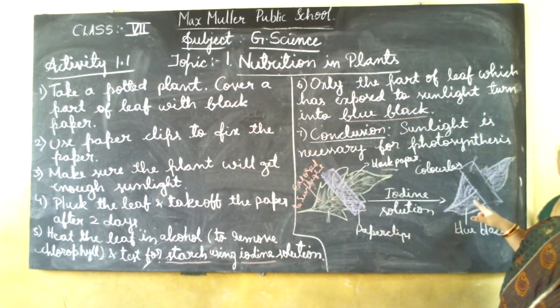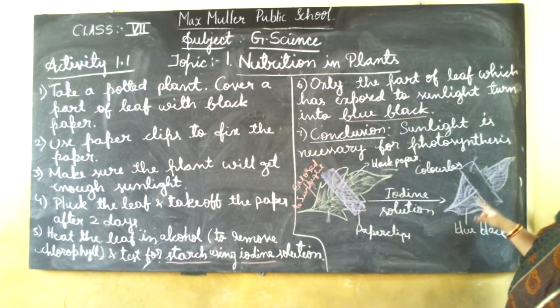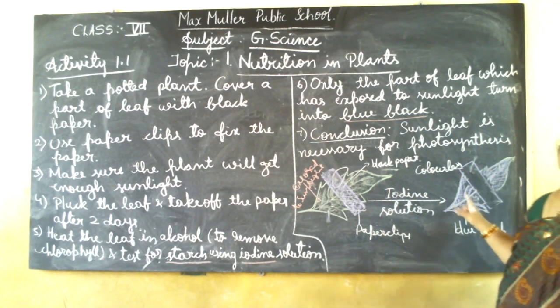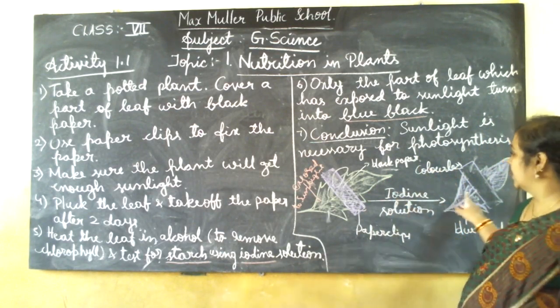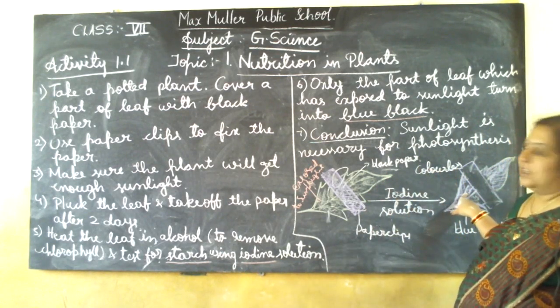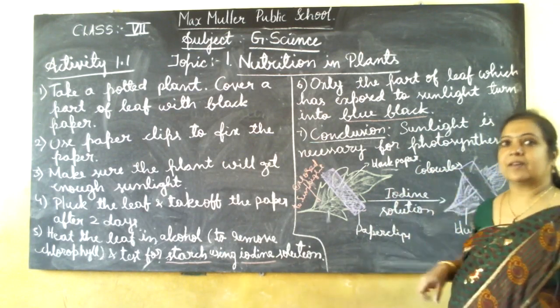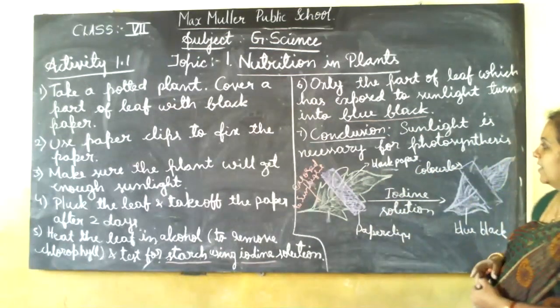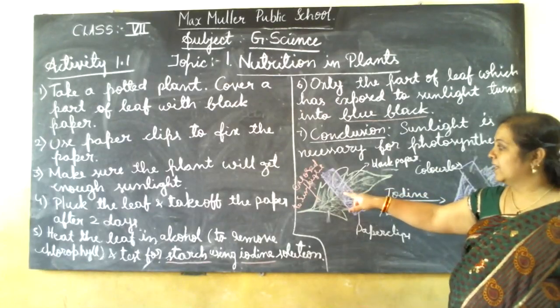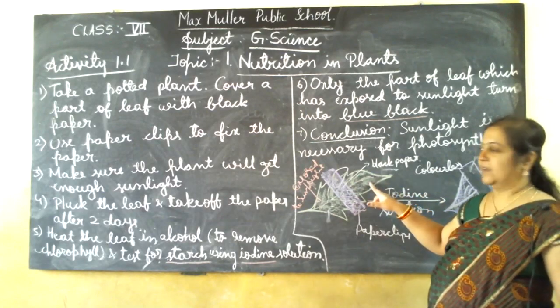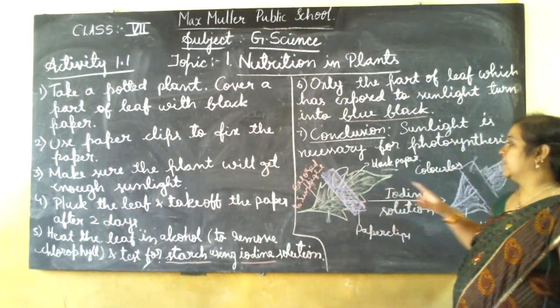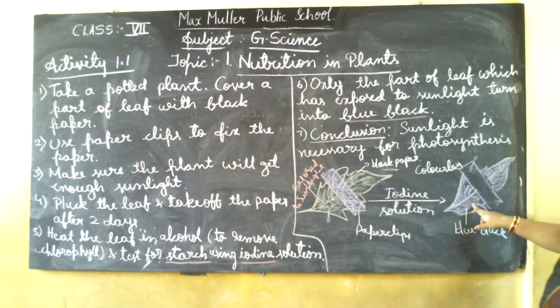That's why it changed into blue black color, because here only the food has been prepared, starch is prepared there, because here only the sun is focusing. Here we have wrapped it, we have covered the sunlight. That's why the sunlight is not falling on this part, so here the starch is not present. Since the sunlight is present here, it is exposed to sunlight, so it is converted into blue black color and the starch is present. If it is converted to blue black color, the starch is present.